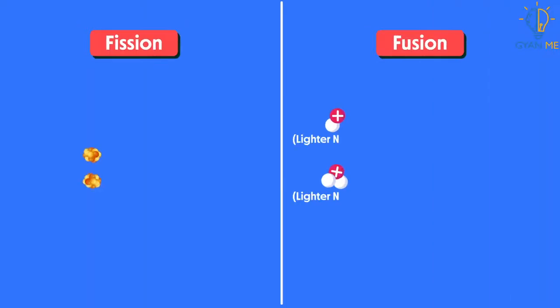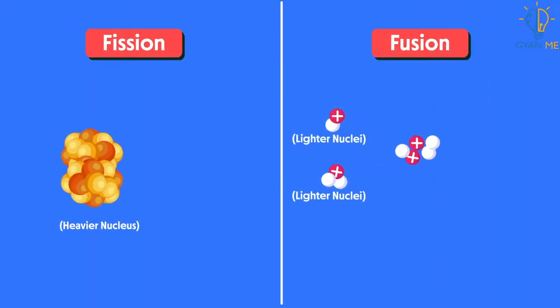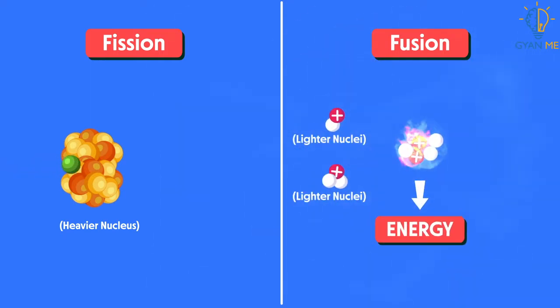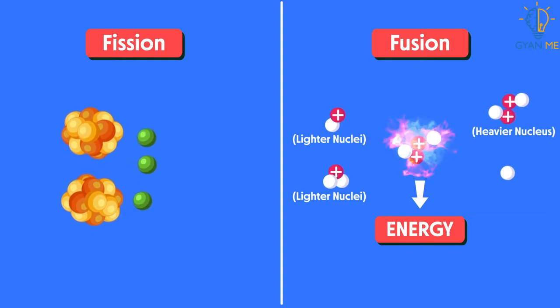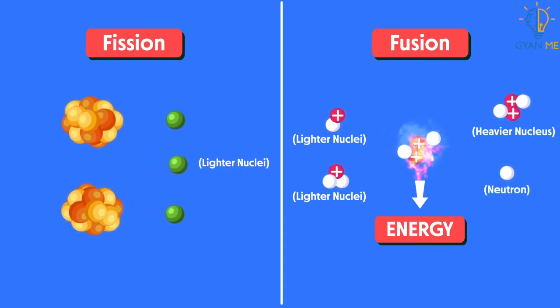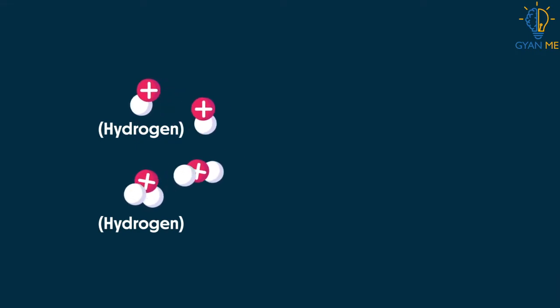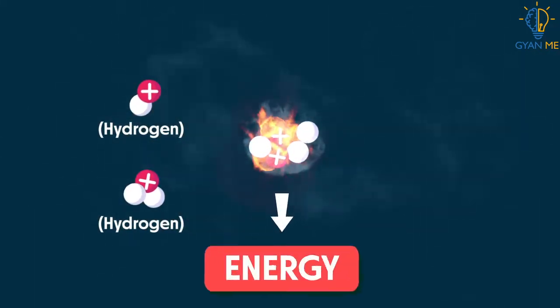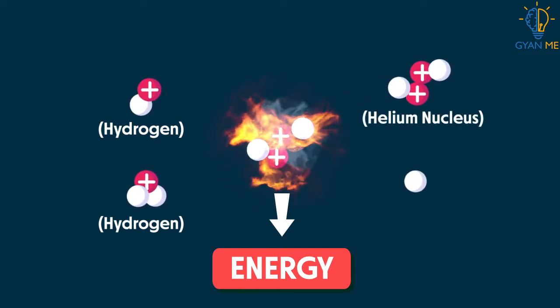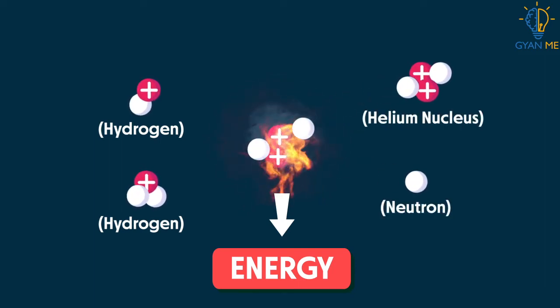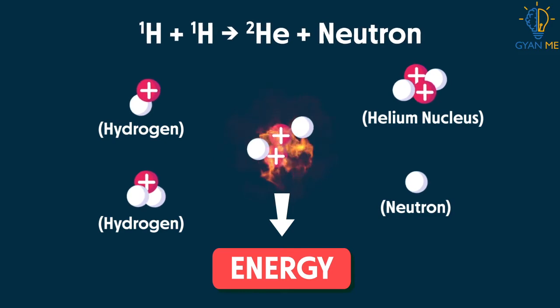Like nuclear fission, nuclear energy is also released in nuclear fusion, in which two lighter nuclei combine or fuse to form a heavier nucleus. Most commonly, two nuclei of hydrogen or its isotopes fuse together under extreme conditions and form a helium nucleus. A tremendous amount of energy is released in this reaction.